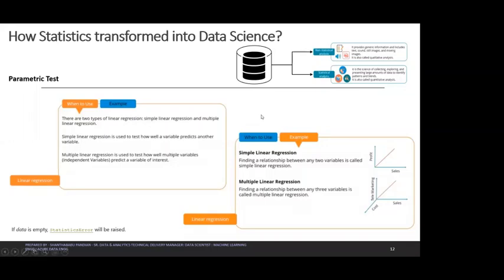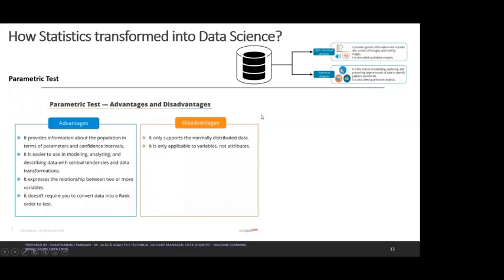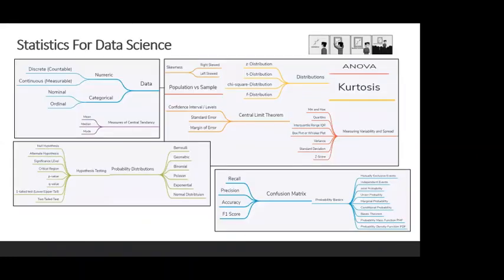I have given some advantages and disadvantages. Probably you can go through that, not a big deal. And this is just one slide chart of statistics for data science. There are so many terminologies around here. I don't want to go through each one, so you can explore yourself, but it's not a big deal. Just go through what things are available.